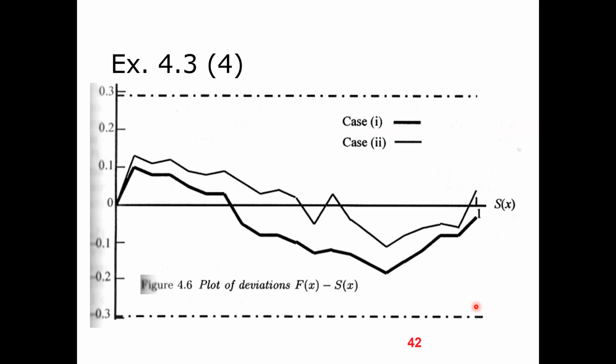So if any deviation point exceeds one of these two dashed lines here, then we should reject the hypothesis, right? But since all of the deviations of both of the cases are inside those two dashed lines, the critical region lines, then we fail to reject the null. We fail to reject either the null or alternative.